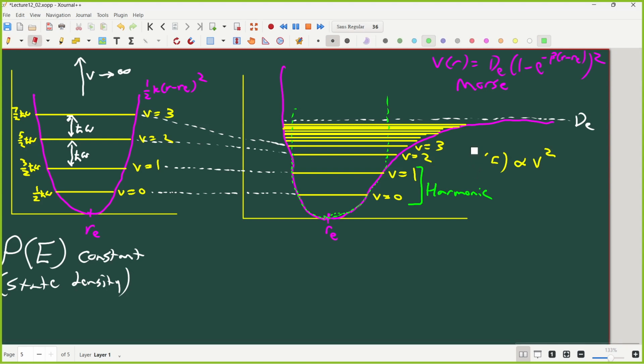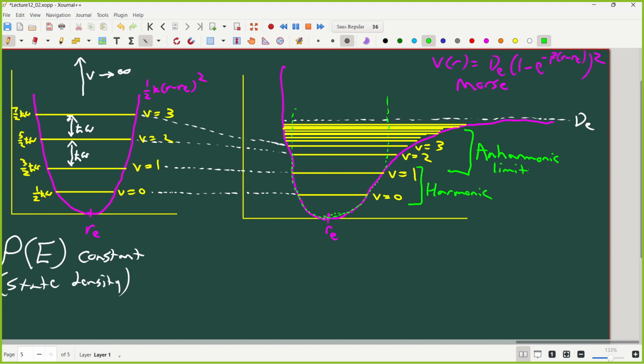I'm going to move this down below. And so this region right here we call the anharmonic limit, the absence of harmony. And every bond looks like this. This is what the real picture of a vibrational spectrum looks like, or the vibrational energy levels of a bond, at V equals 0, V equals 1, at the bottom of the well.